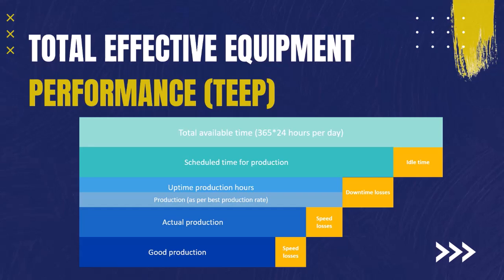So here, if you divide the scheduled hours over the total available time, you can get the utilization, which should be higher than 98%, and if you divide the uptime hours over the scheduled hours, you get the availability, which should exceed 90%, and if you divide the actual production over the best production, you get the performance, which should exceed 95%, and finally, if you divide the good production over the actual production, you get the quality, which should exceed 99%. So now, let's have an example on this.